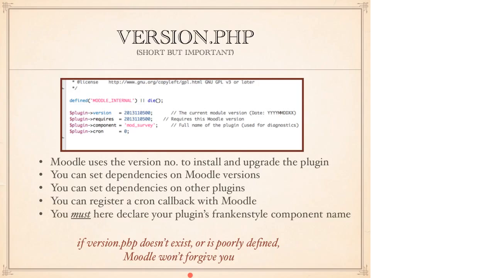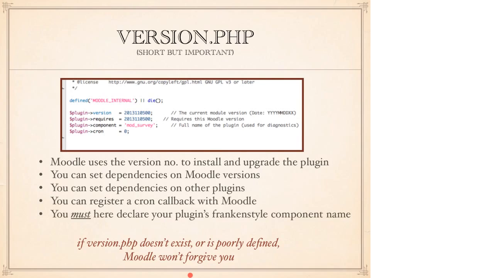So Moodle uses the version number in here to install and upgrade the plugin. So if, for example, you have made some changes in your plugin, and then you expect Moodle to notice them, but it doesn't notice them, specifically with JavaScript and sometimes with database upgrades, that will probably be because you have forgotten to increment the version number.